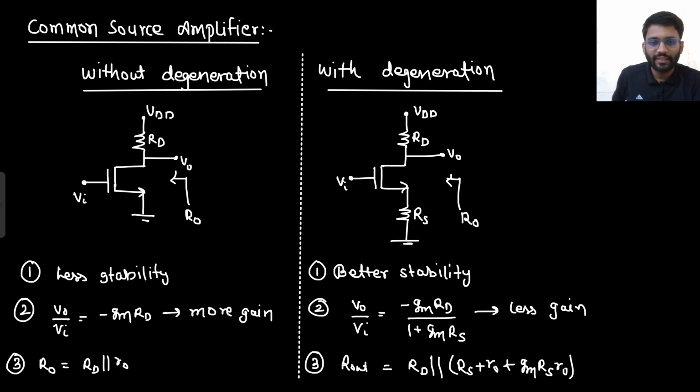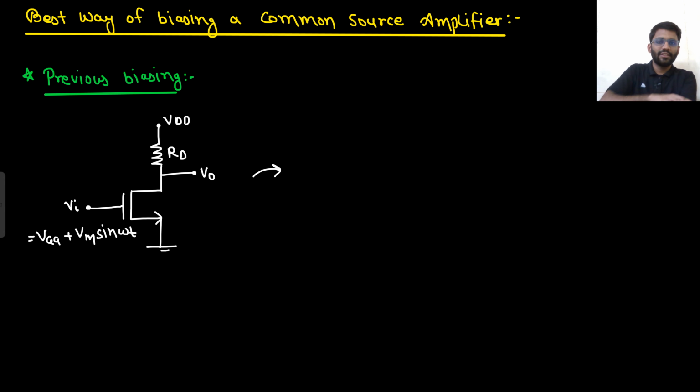Okay. So in the next lecture, what are we going to see? We are going to see the biasing, the best possible way of biasing a common source amplifier. Previously, this is how we were biasing. What is the problem in that? That we will see, and then we will eradicate that problem. Then we will do the small signal analysis of that biasing. After that, we will study Miller's theorem. Then we will see more biasing techniques, the self-bias technique, and we will do the small signal analysis of those techniques as well. With that, we will be able to complete our common source amplifier.